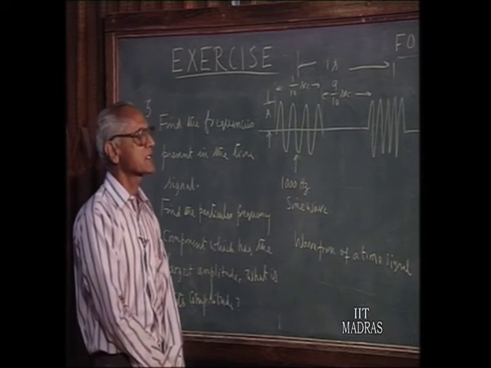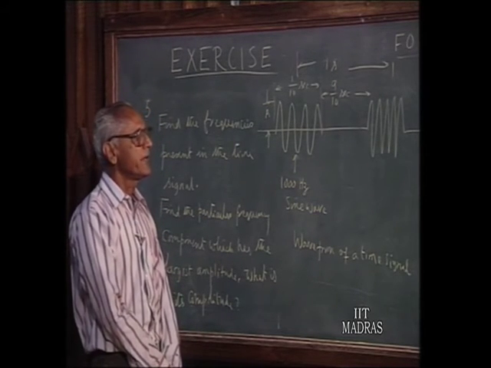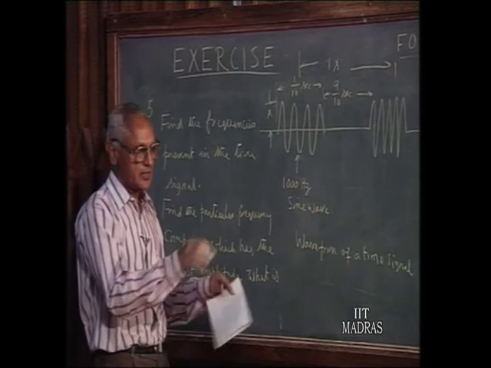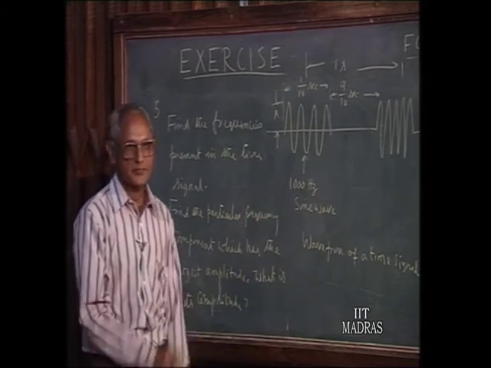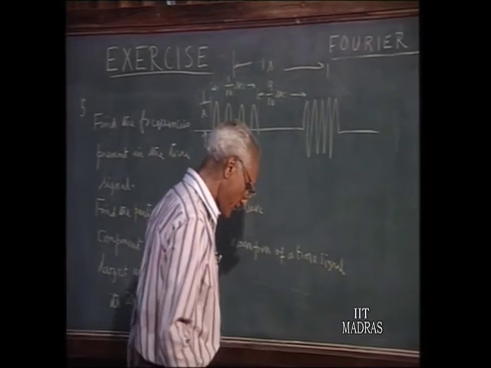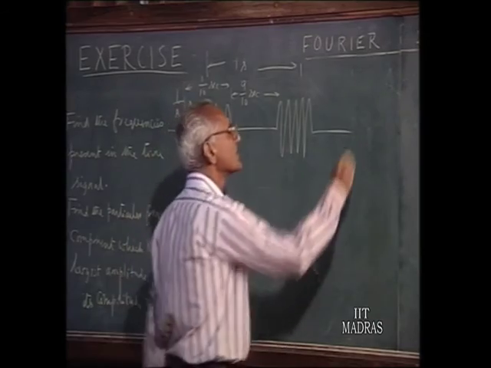If you multiply this by a periodic pulse train, you can get this. So, a sinusoid multiplied by a periodic pulse train will give this. So, you use that information to find the Fourier series for this.